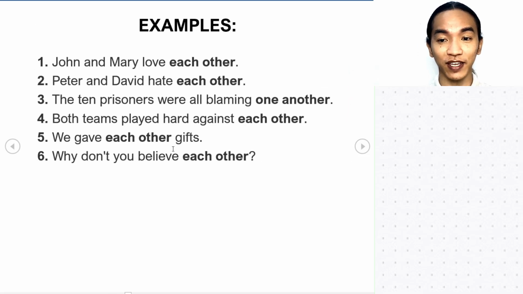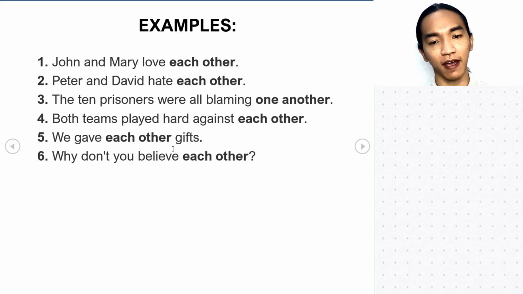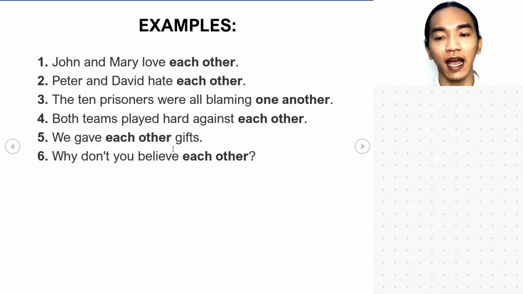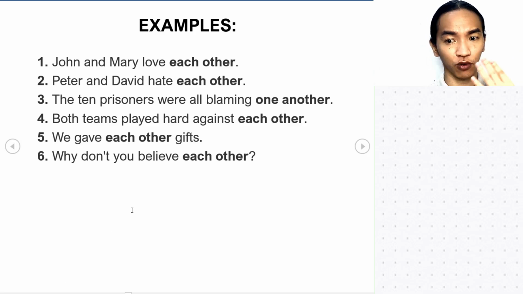John and Mary love each other. So it means John loves Mary and Mary loves John. Okay? Next, Peter and David hate each other. The 10 prisoners were all blaming one another, more of them. Both teams played hard against each other, too. We gave each other gifts. Okay? And why don't you believe each other? Why don't you believe each other? I don't believe you, you don't believe me.